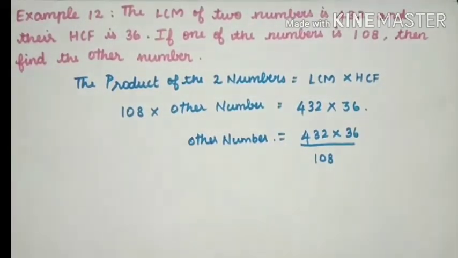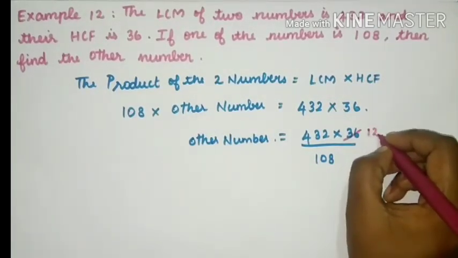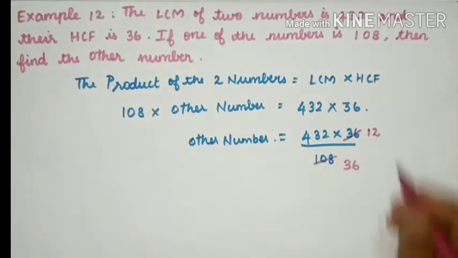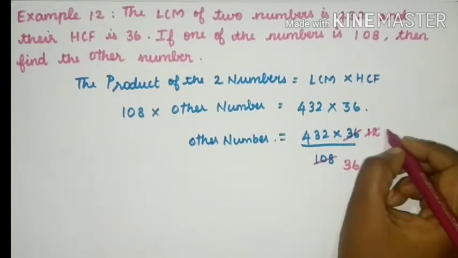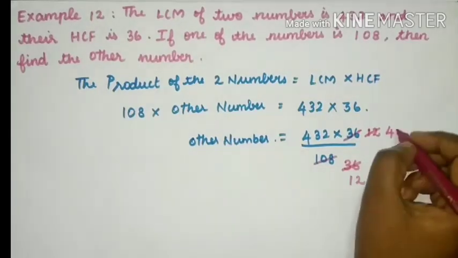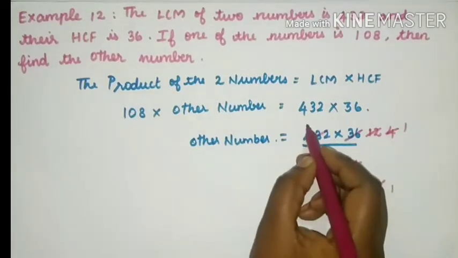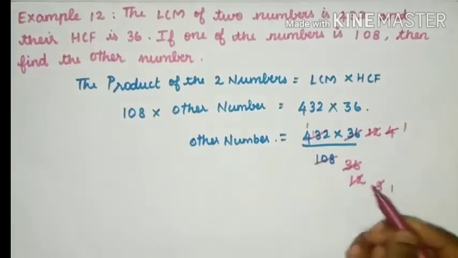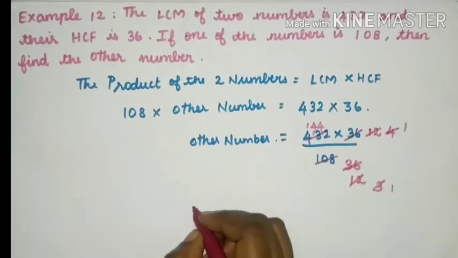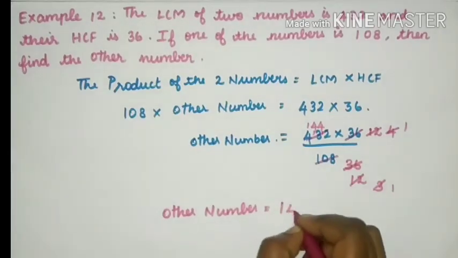Let's cancel the given numbers. See, 3 table. 3 12s are 36. 3 36s are 108. Again, let's cancel the numbers by 3. 3 4s are 12. 3 12s are 36. 4 1s are 4. 4 3s are 12. 3 1s are 3, balance 1. 3 4s are 12, balance 1. 3 4s are 12. So the other number is equal to 144.